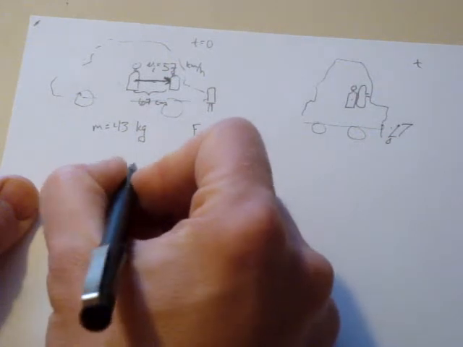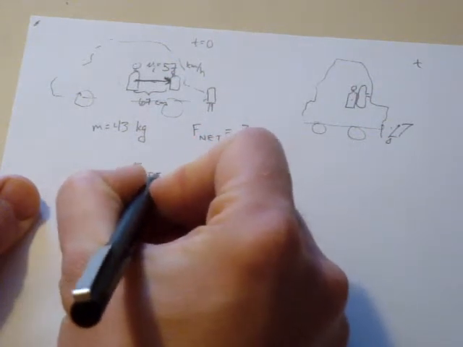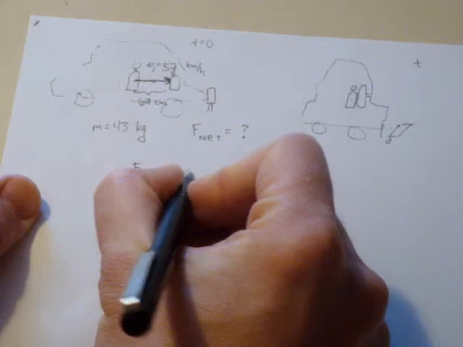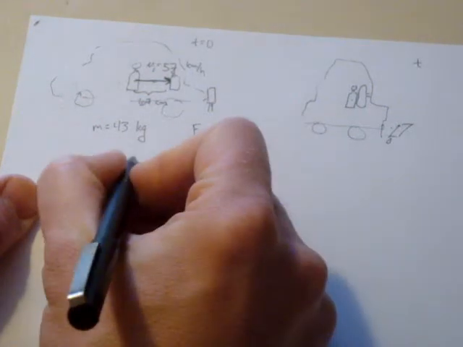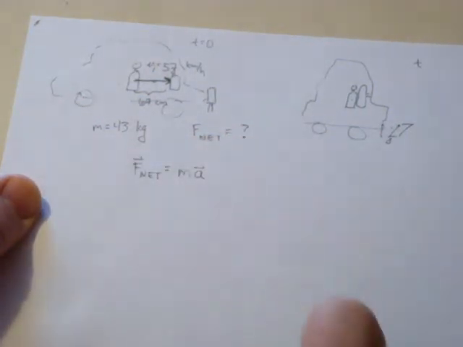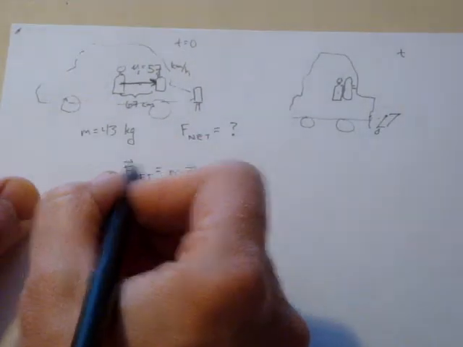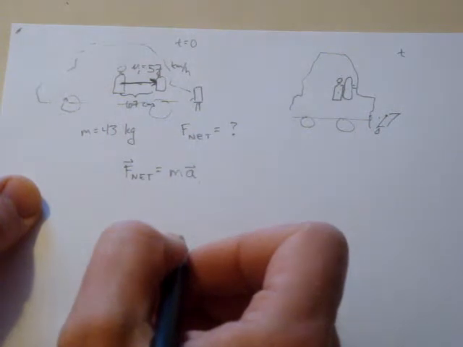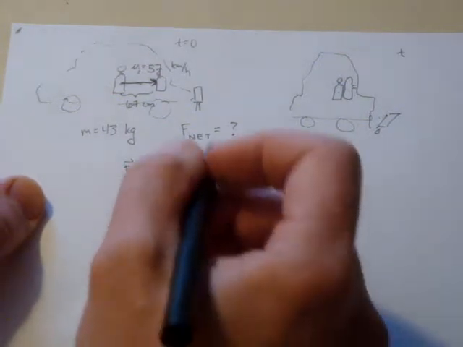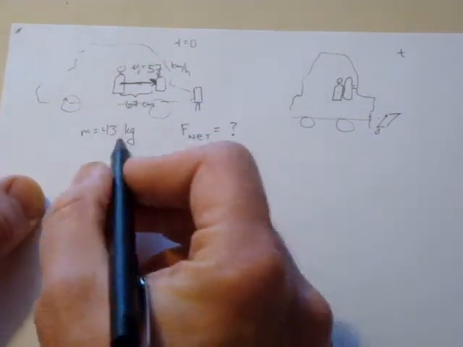We know that the net force is equal to the mass times the acceleration. And specifically, we know there's a vector relationship, that the net force and the acceleration act in the same direction. So since we don't know what the net force is, we do know what the mass is.